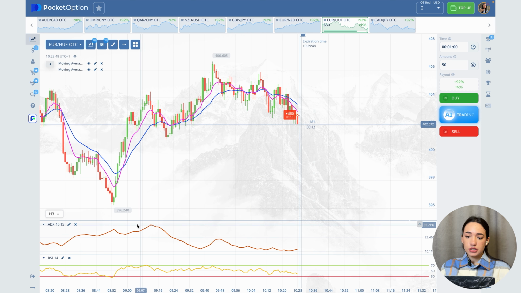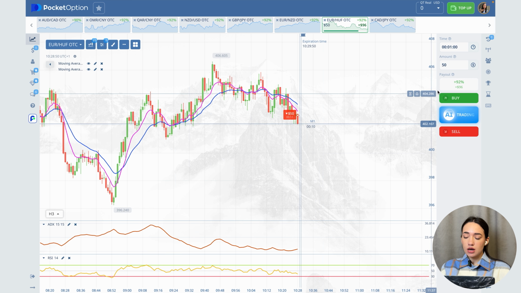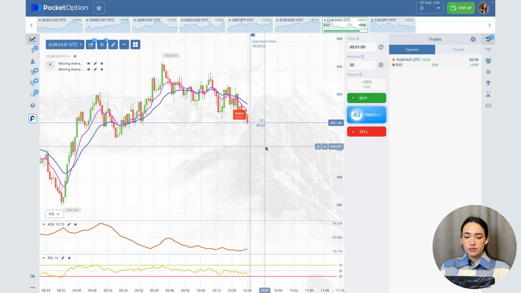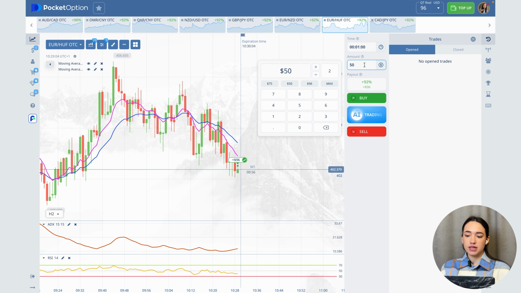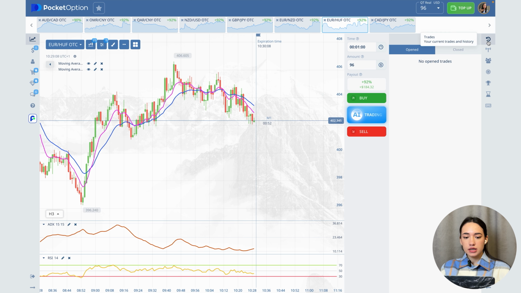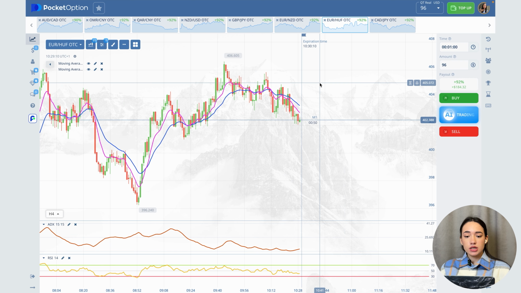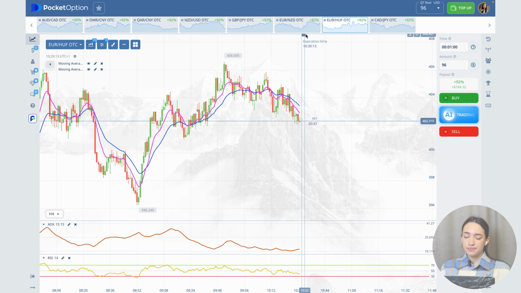So let's watch how this first trade plays out, guys. We have the last 10 seconds. And yeah, the position confidently closes in profit, guys. Let's increase the trade amount again to the maximum one and continue. So let's look for the next entry point, guys.